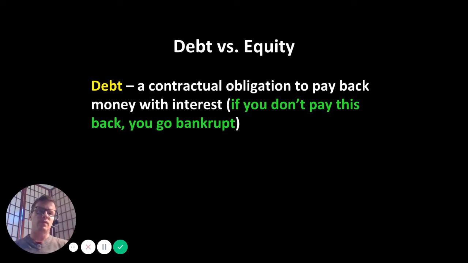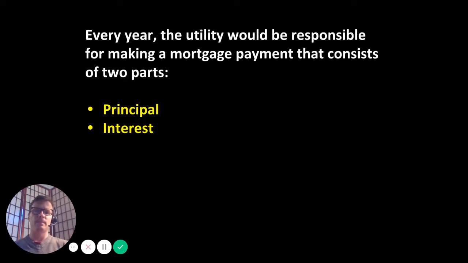So most often, utilities are relying more on debt than equity. Now, the trade-off here is that debt has to be paid back, which is why it's a fixed cost. Paying off their mortgage is not an option. They have to do this legally. So every year, the utility would be responsible for making a mortgage payment on all its infrastructure that consists of two parts. The principal, so that's the actual money that they borrowed, the capital cost of the infrastructure, plus the interest that they have to pay off over a long period of time.